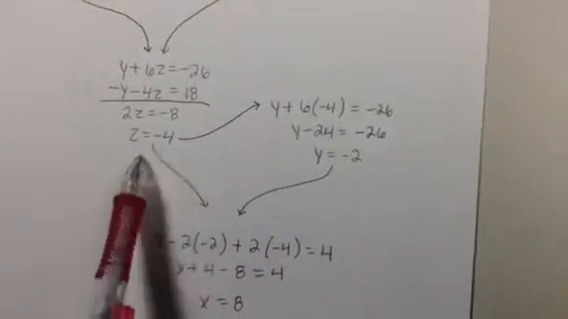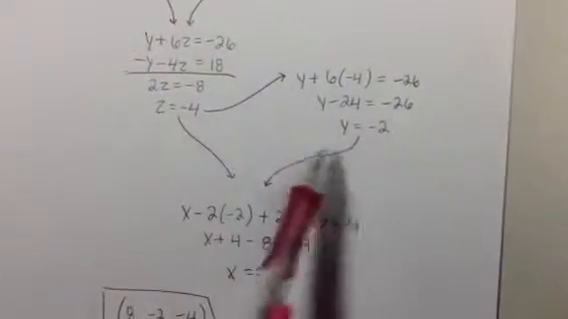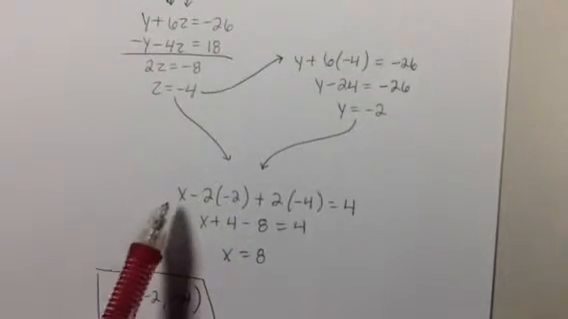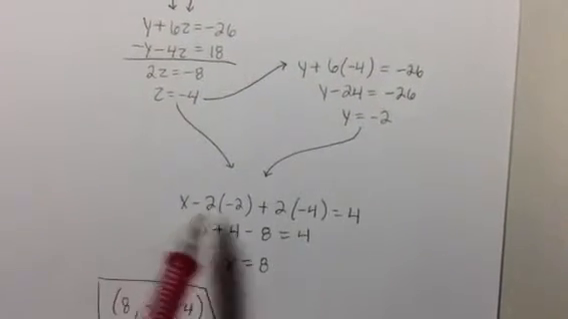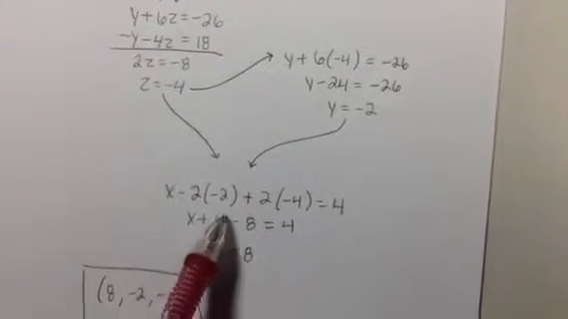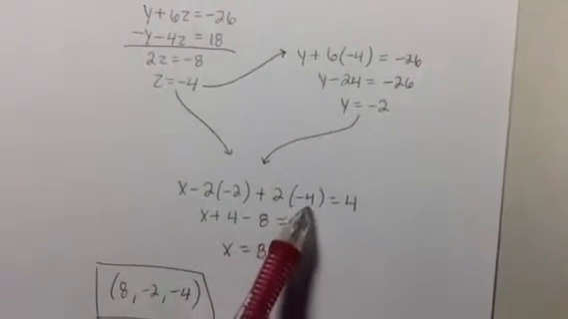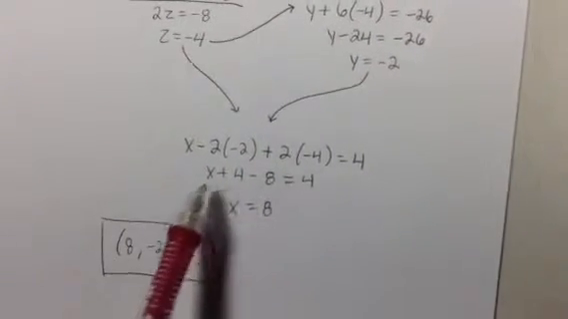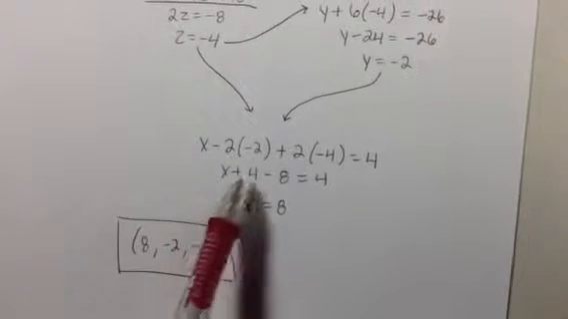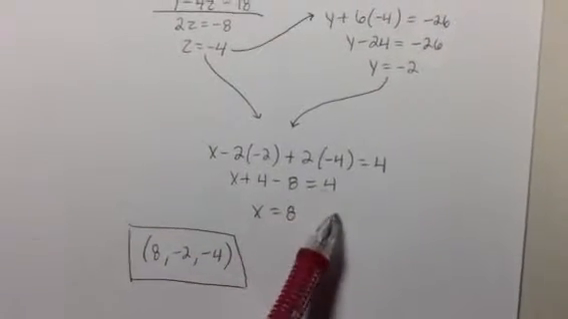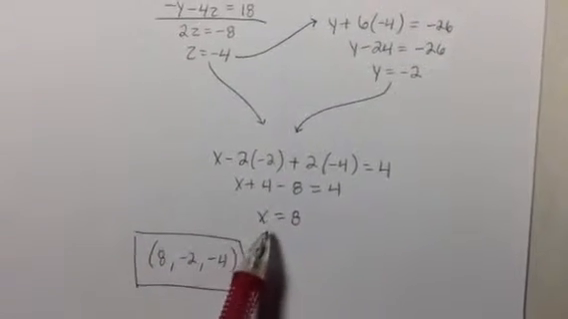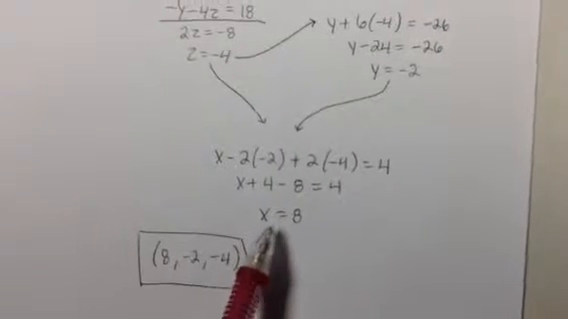First, we start with the z and y. We plug those into one of the original equations. We got x minus 2 times negative 2 plus 2 times negative 4 equals 4, which would simplify to x plus 4 minus 8 equals 4. And then the answer would be x equals 8.